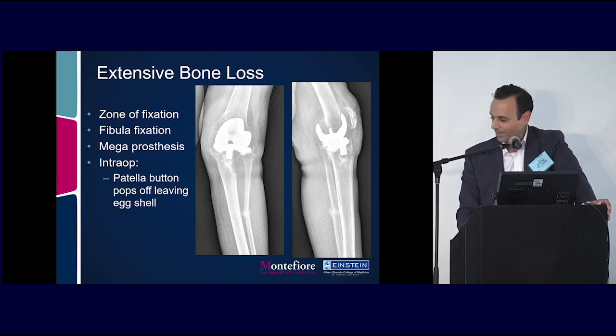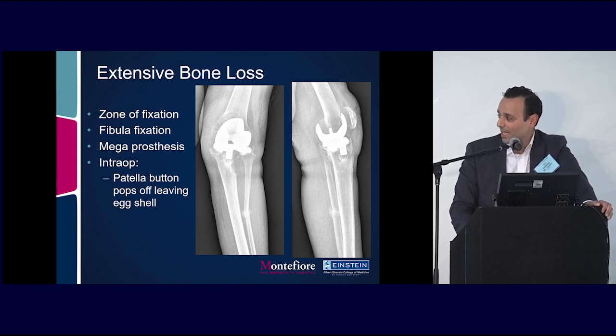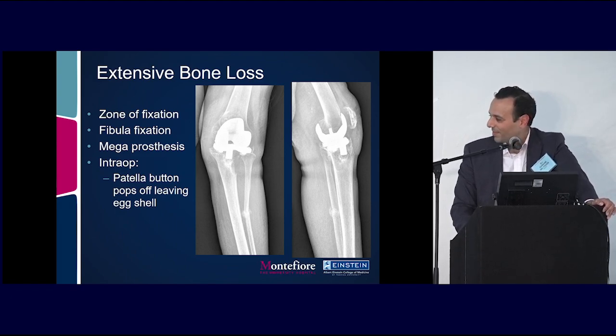But, well, shoot, we missed it. The lateral sort of shows that you might have a peripheral rim of bone there. The AP is confusing, but I think we just saw it, sorry. So intraoperatively, the patella button pops off, and there's an eggshell of bone. What are people going to do in that scenario?